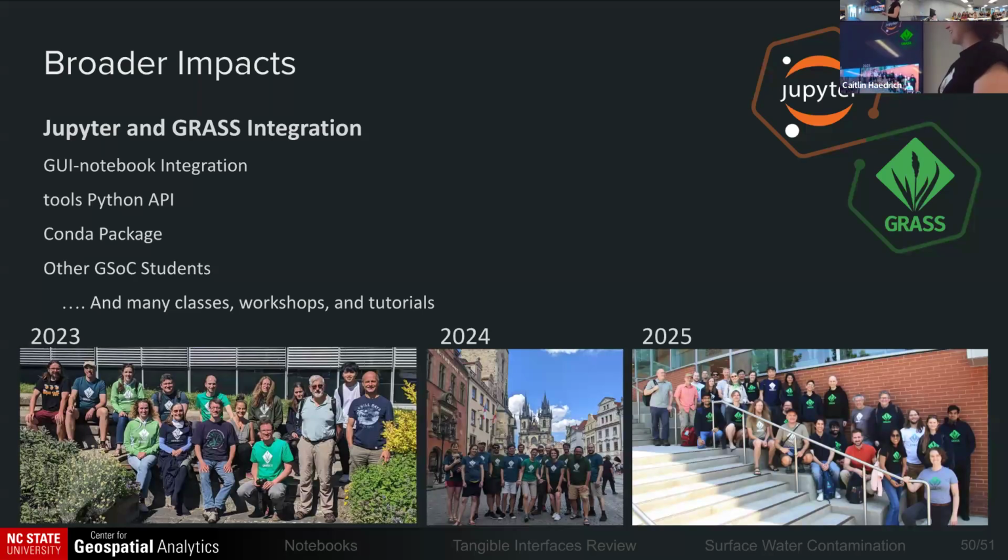I also got to observe other Google Summer of Code students build on my work, which feels very special, to have someone else use your code and improve it and make it better. I got to see it used in other classes and workshops and tutorials and was welcomed into the GRASS community over my time here. So very grateful for that experience.